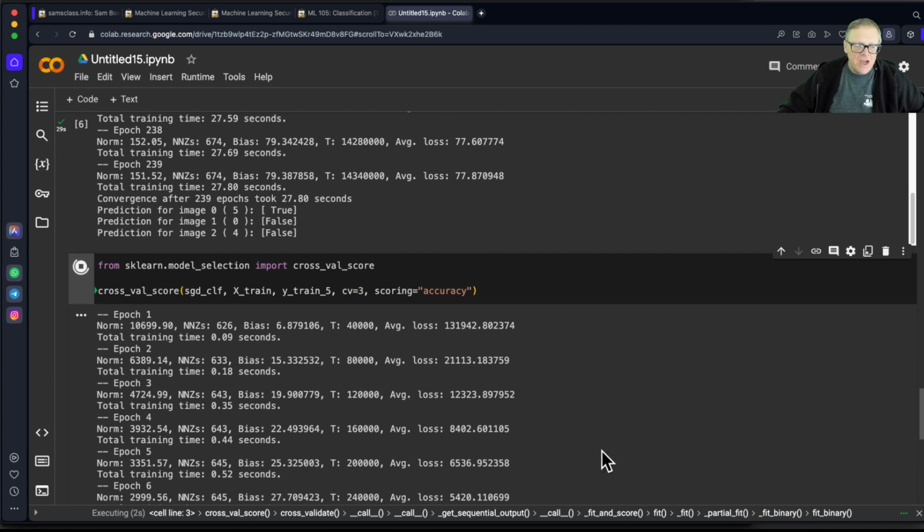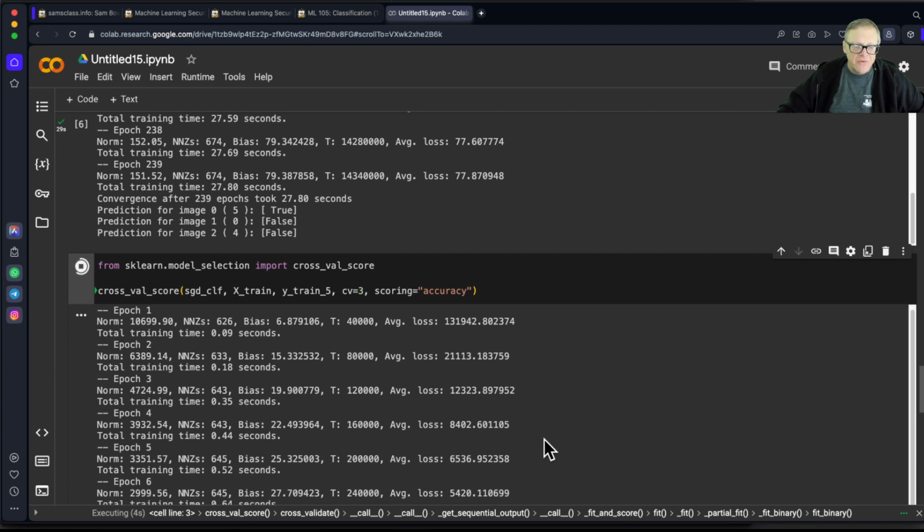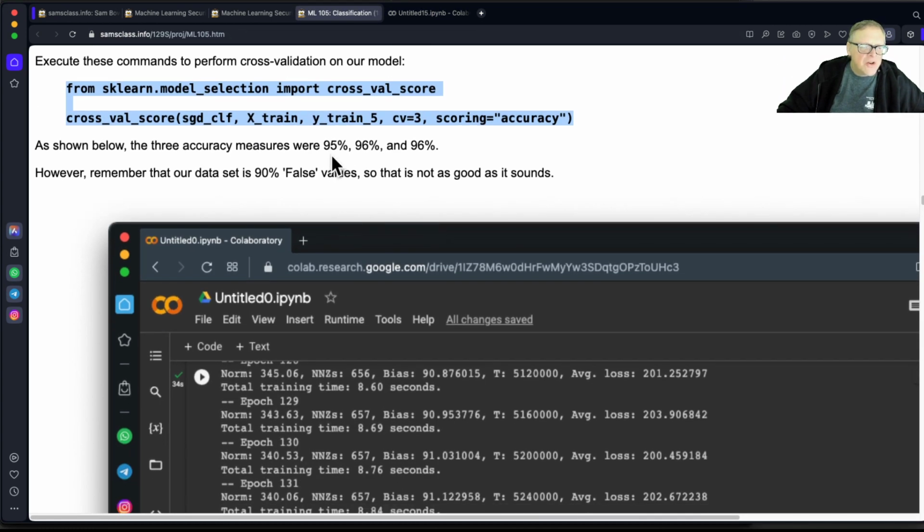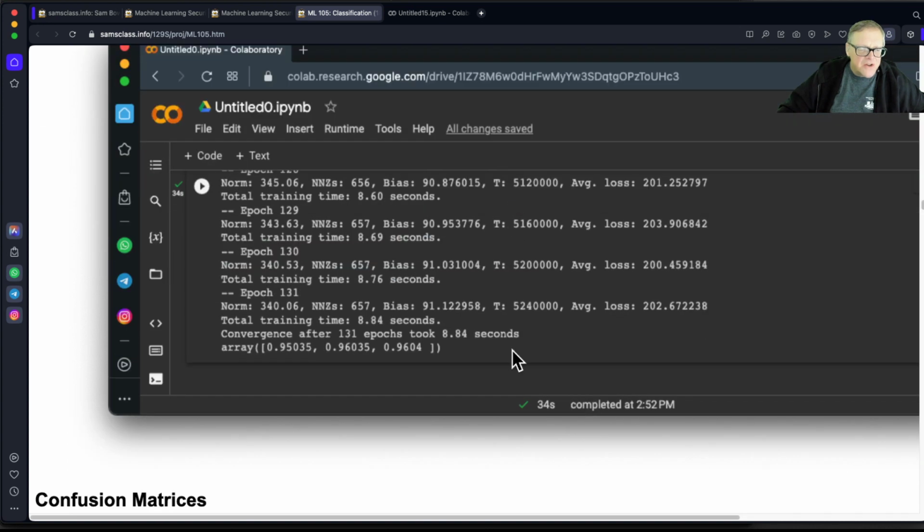So it should take some time. It's going to have to do 3 whole cycles of training. And when it's done, we're going to get accuracy measures of 95, 96, and 96. That's what I got here. Here's the accuracy, 95, 96, and 96.